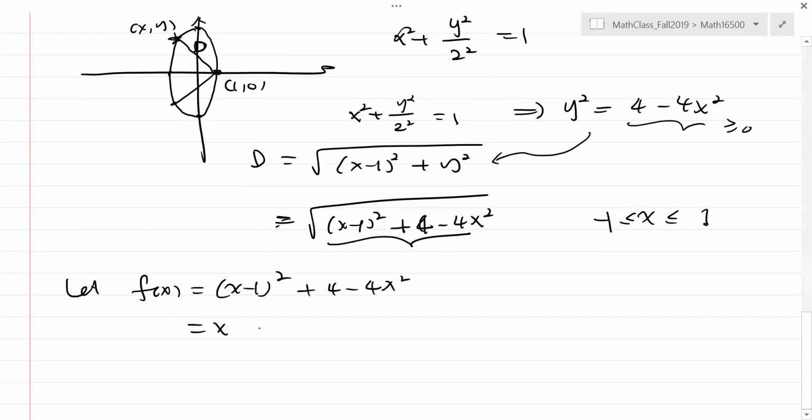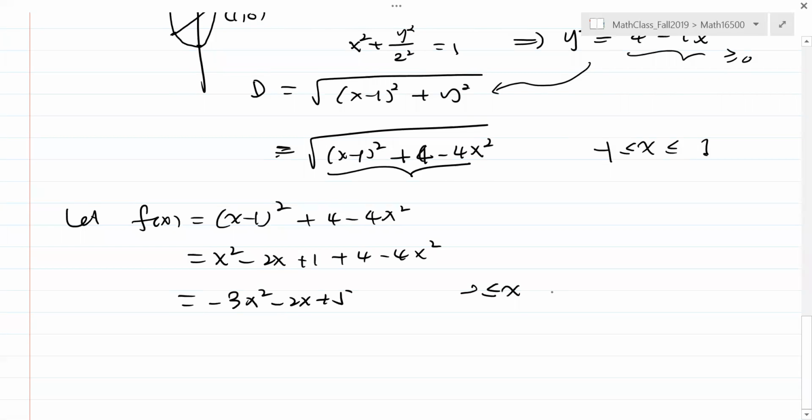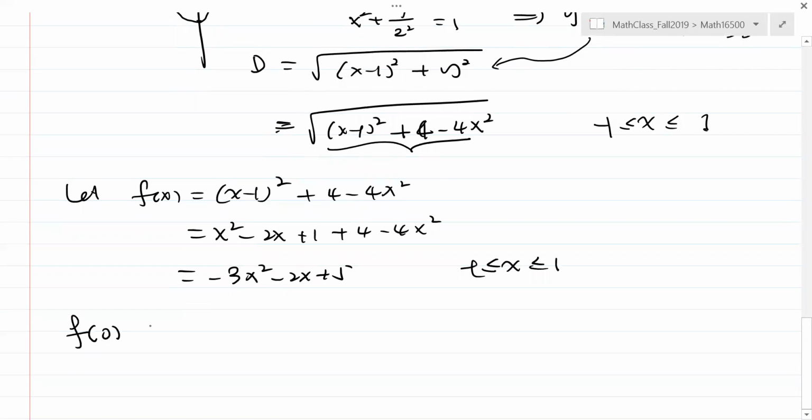So let's multiply this out. I get negative 3x squared minus 2x plus 5. Okay, x is between negative 1 and positive 1. So let's look at the value of f. When x equals 0, this is going to be 5. When x equals 1, okay, more interesting. We'll look at the 2 endpoints.